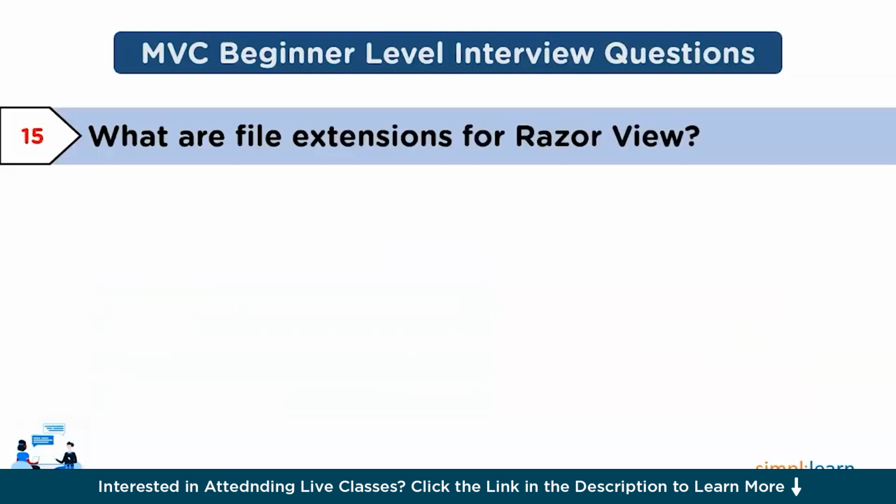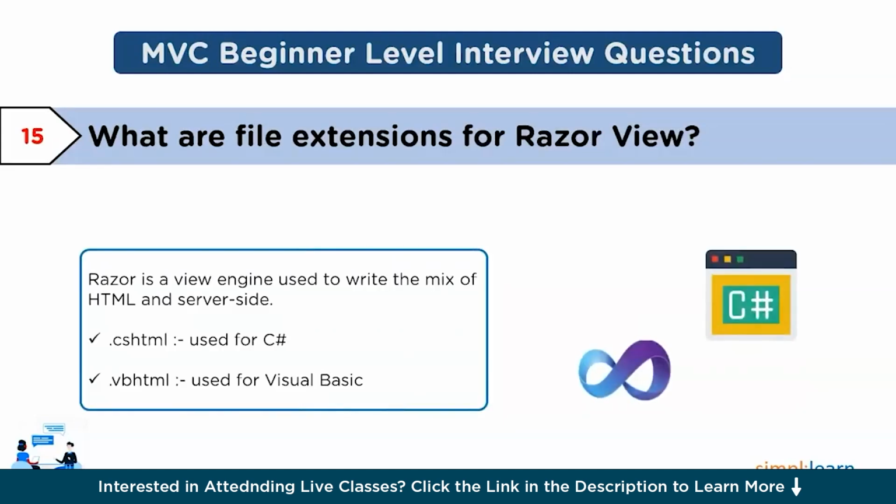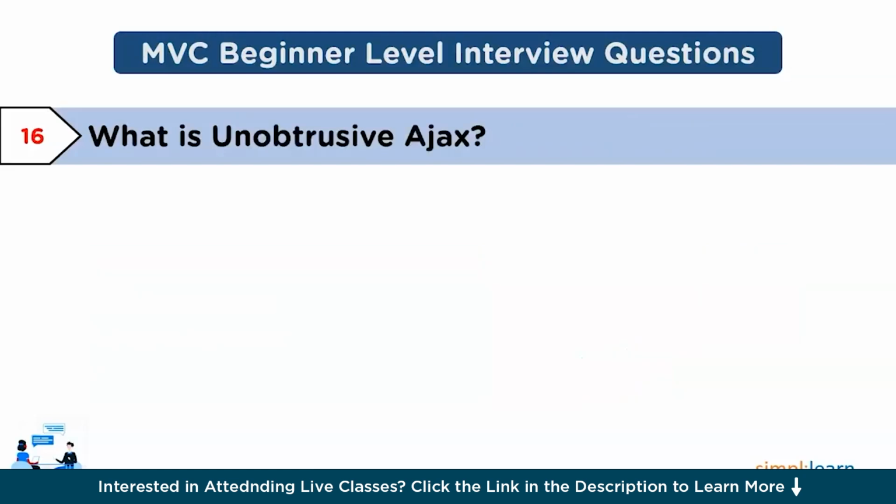What are file extensions for Razor View? Razor is a view engine used to write the mix of HTML and server-side. It is also a general-purpose template engine that does not provide any ties to the MVC, which allows the creation of view engine inside the application. Razor in MVC contains Razor Markup, C#, and HTML. File extensions of Razor View are divided into two types: .cshtml used for C#, .vbhtml used for Visual Basic.